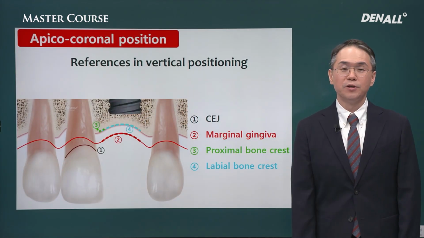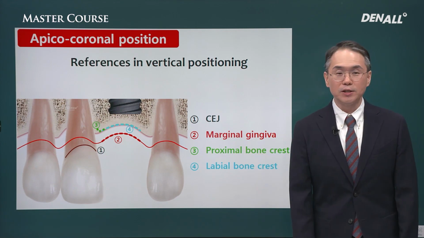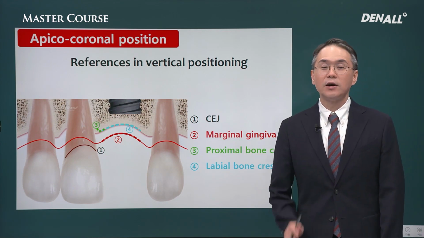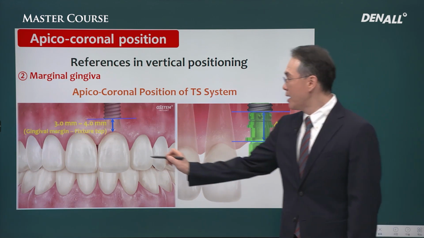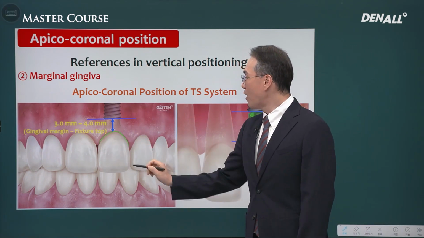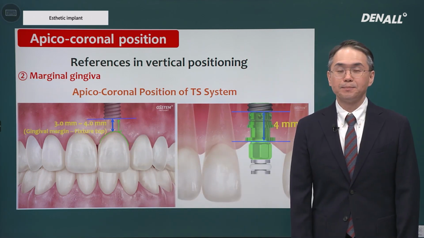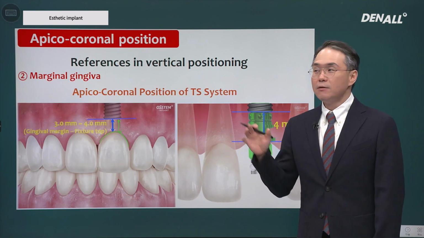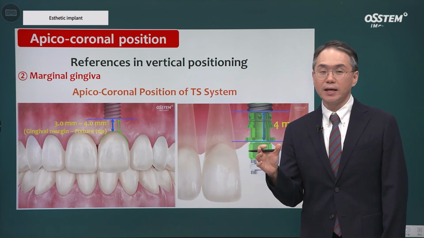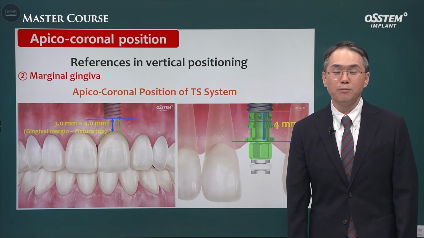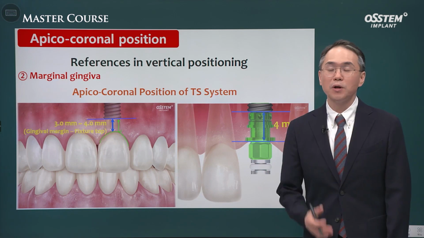When you do immediate implant placement in the upper anterior area, there are some reference points used for depth control. You need to consider marginal gingiva. This is most important. From marginal gingiva to implant top, the distance should be 4 to 5 millimeters. Marginal gingiva is not a static point. Depending on the recession level of the adjacent tooth, it can be very dynamically different. So it is clinically correct to use marginal gingiva.